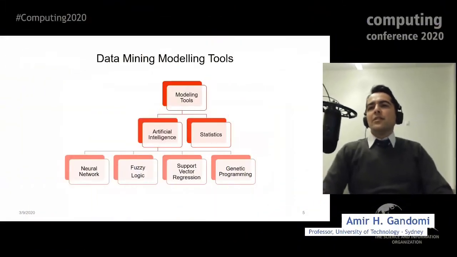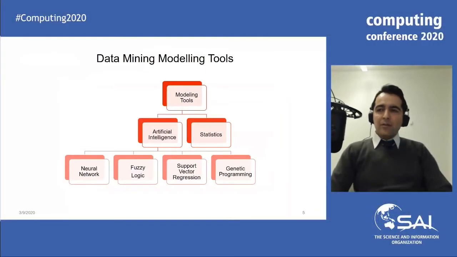Generally, data mining modeling tools are classified in two different categories: statistics methods like regression, and AI methods like artificial neural network, fuzzy logic, deep learning, support vector machine, and also genetic programming. And in this study, I focus on this technique, genetic programming.